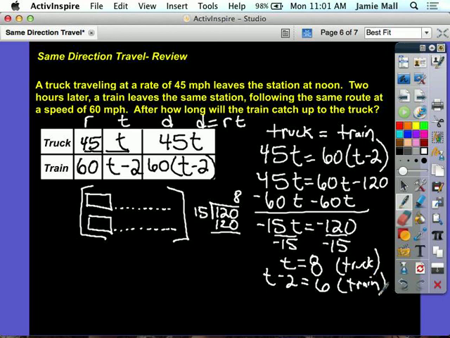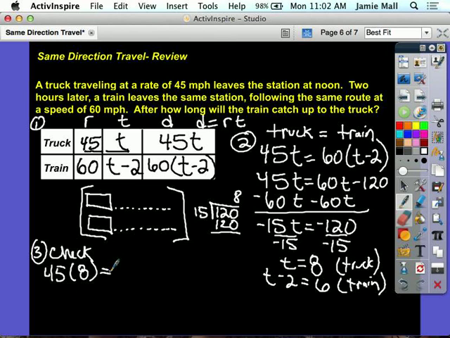All right? So we made a table. We set up and solved an equation. In our third step, we're going to go ahead and check it. And here's what I'm checking. What I want to see is when I multiply the truck's rate times time, here's the truck's rate times its time of 8. Is it equal to the train's rate times time? I've already figured out that t minus 2 is 6.